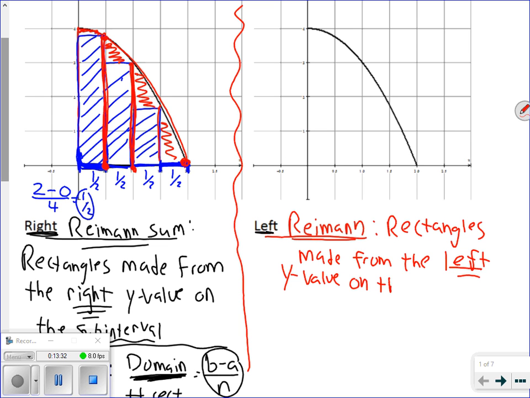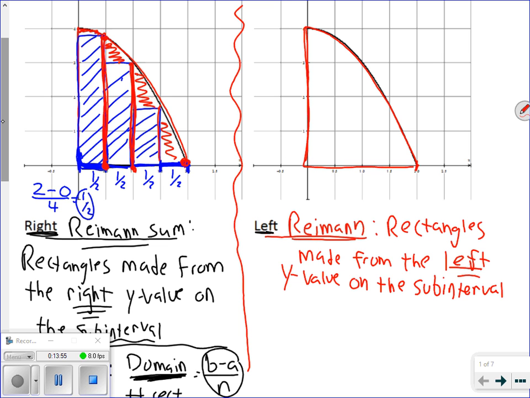On the subinterval. Okay, so let's draw that out and show what that looks like. So again, we're looking between 0 and 2. The area we're finding is this shape right here, the area underneath that curve bounded by the x-axis.